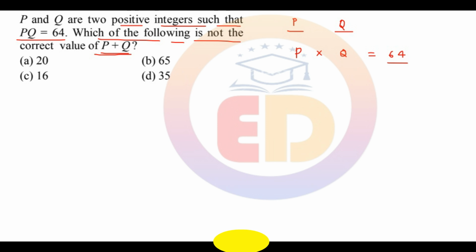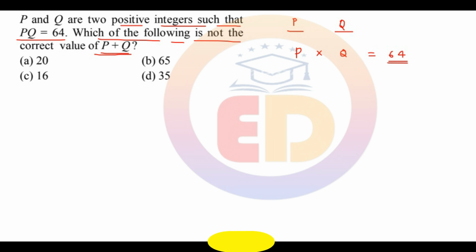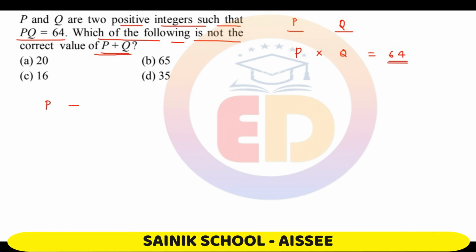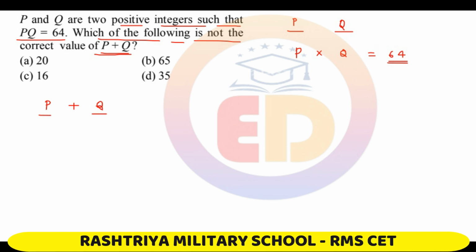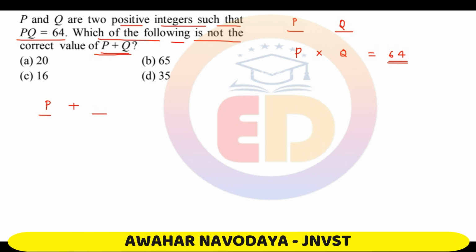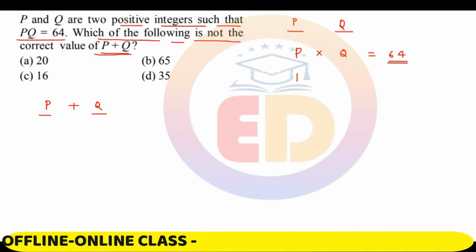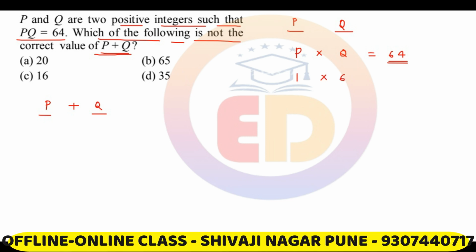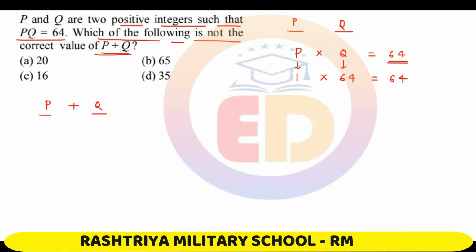So if two numbers are P and Q which on multiplication gives 64, what are the possible values? Let us find out P and Q separately, and then let us add them to find out what are the possible values of P plus Q. So how can we get 64 by multiplying two numbers? We can make P as 1 and Q as 64. 1 into 64 will give me 64. So one value of P can be 1 and one value of Q will be 64.